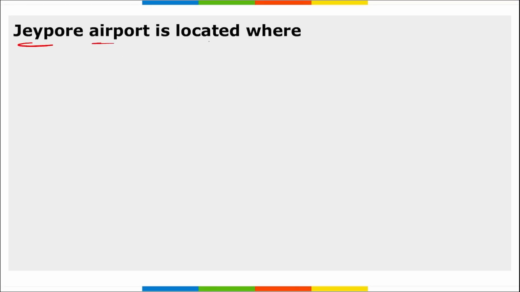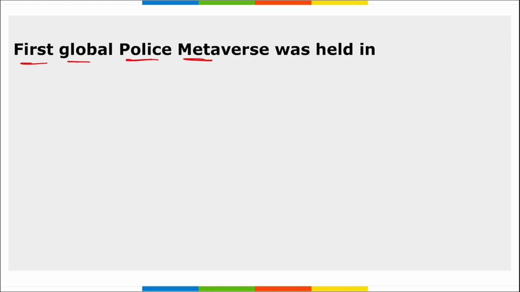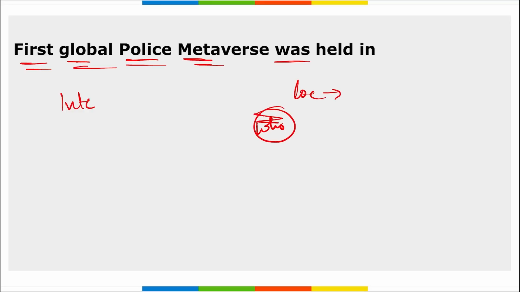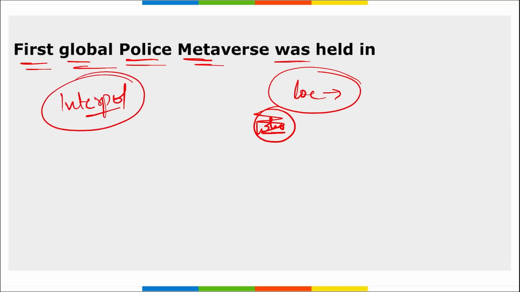Next, where is Jaipur airport located, as well as tell me where the Jewar airport is located, in which city or which state. Then the 22nd World Blockchain Summit, where was this held? Location is asked. Next, the first global police metaverse was held at which location, tell me, as well as tell me who hosted this first global police metaverse. Let me give you the example answer only for this. Just give me the location where this was hosted. The answer for this is Interpol organized the first global police metaverse.